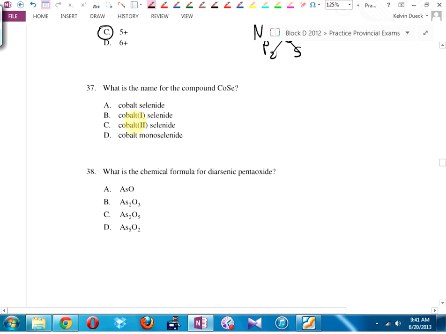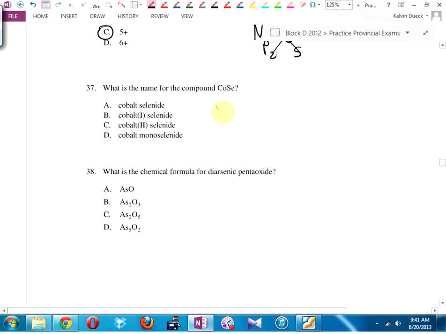What is the name for the compound CoSi? I totally wish that they would have as an answer there, cozy. I think that would be great because some kids would pick it. Anyways, okay. First of all, ionic or covalent, and how do you know?